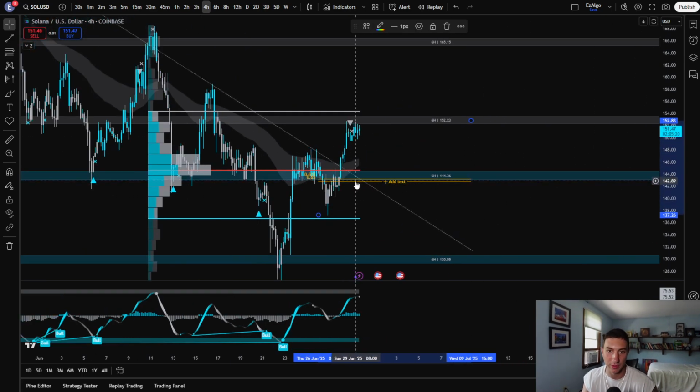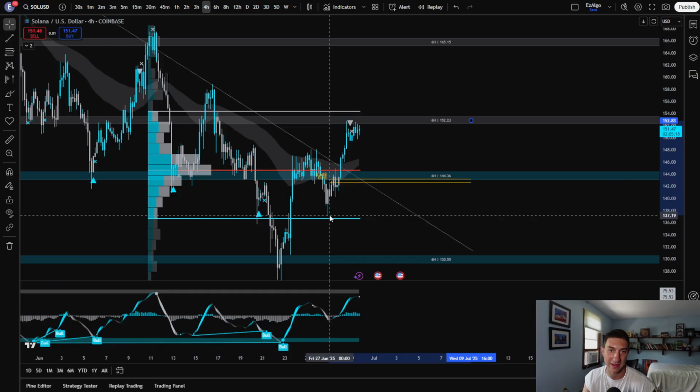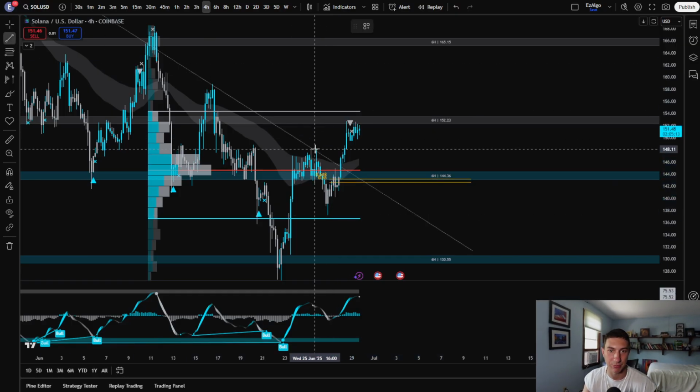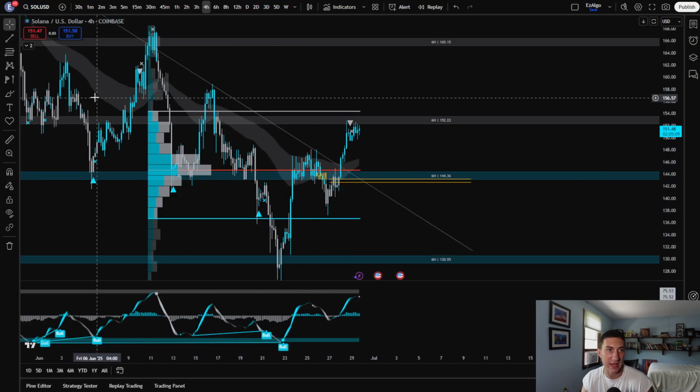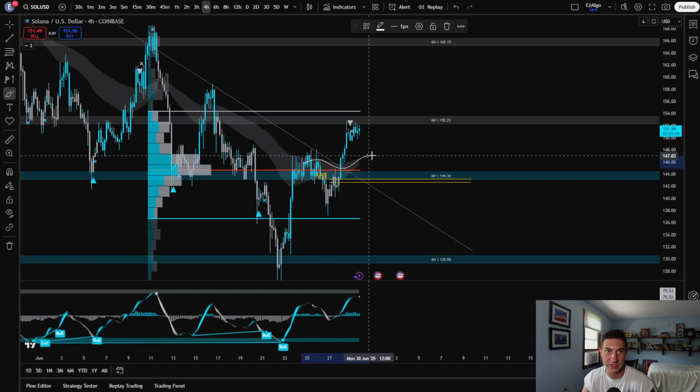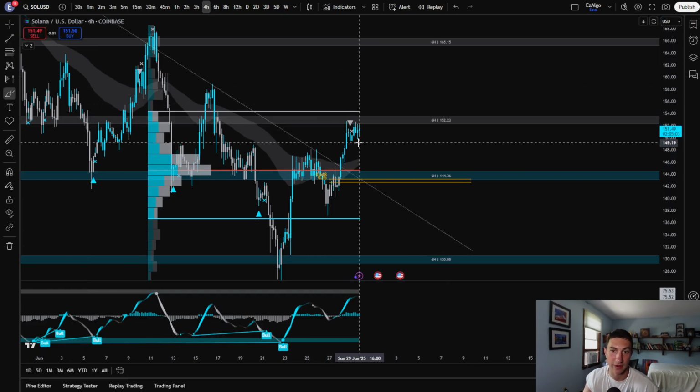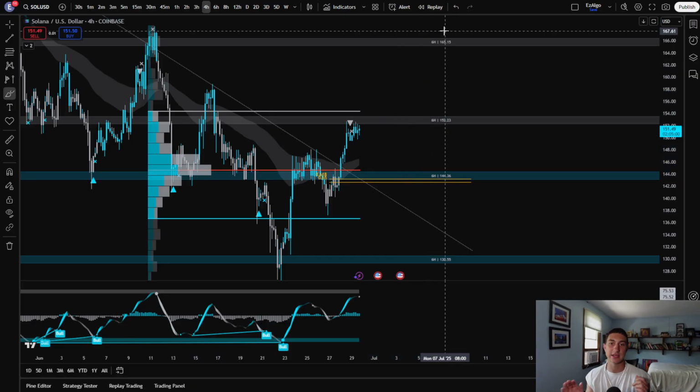We also have that golden pocket fib perfectly overlapping that level as well. We also have seen a break of structure to the upside, telling us that price is bullish. We are also above this bearish trend cloud here on a 4-hour time frame. It looks like we are trying to flip this bullish. This is an A+ setup, guys. This is totally an A+ setup.